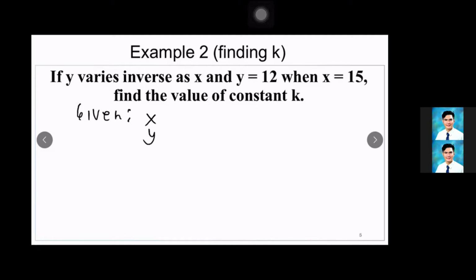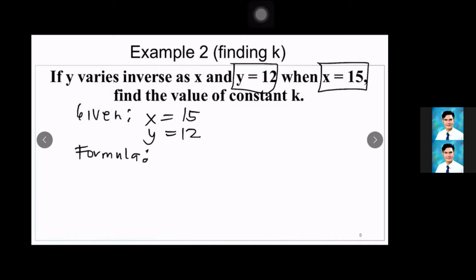Here, it says, if y varies inversely as x and y is equivalent to 12 when x is equivalent to 15, find the value of the constant or the k. So initially, we have x is equivalent to 15 and y is equivalent to 12. Therefore, this is our given. Now, afterwards, we will write the formula. For the formula, we have y is equivalent to k over x.